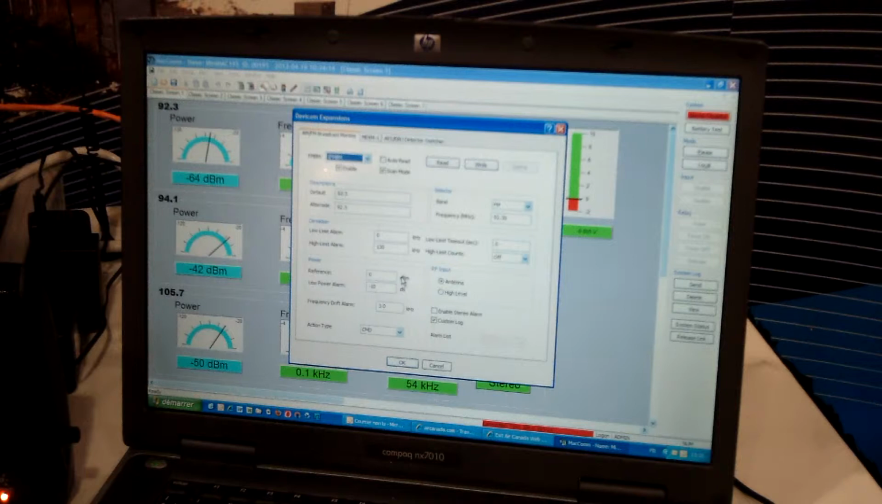You can also set a reference level for your RF power, and you get a low level alarm if it goes minus 10 dB below that, but you can set that to anything that you want. The RF input can be either a low level antenna input or a high level input, which is on the back panel. And you've got the frequency drift alarm.